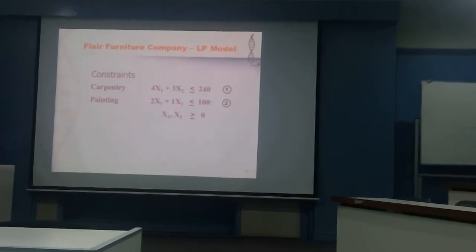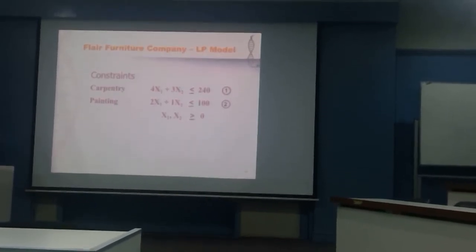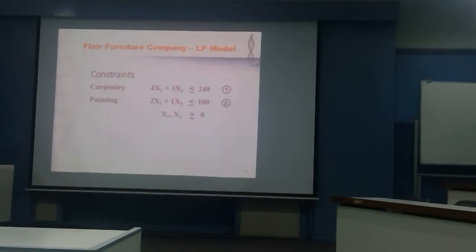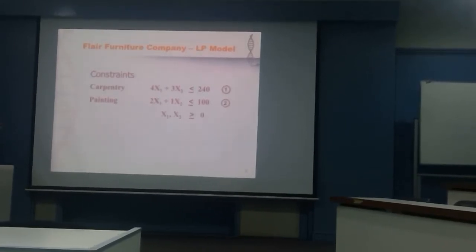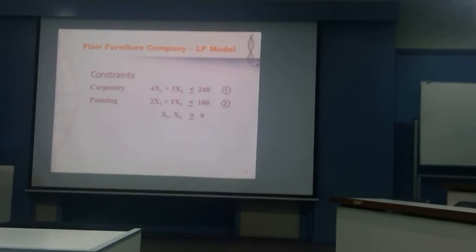So then x1 tables require 2x1 hours of painting. One chair requires 1 hour of painting, so x2 chairs require x2 hours. Then you combine the total painting hours together, you're going to have 2x1 plus 1x2, and it cannot be more than the 100 hours that you have available. So that's why for the second constraint, you're going to have 2x1 plus 1x2 less than or equal to 100.